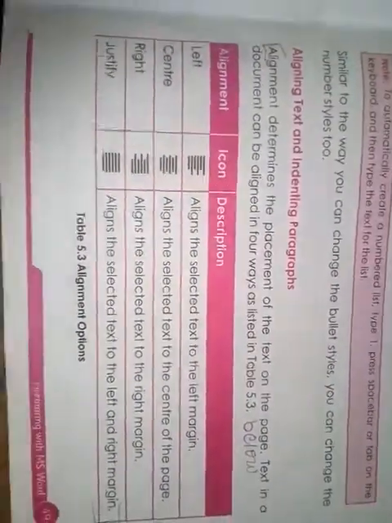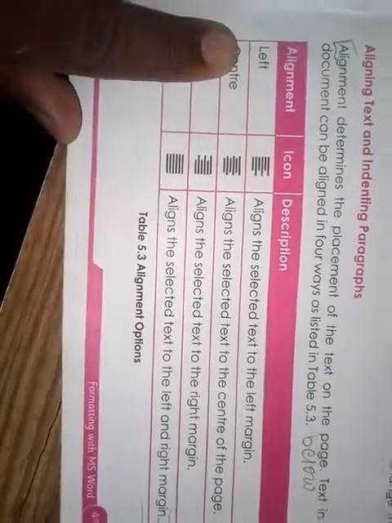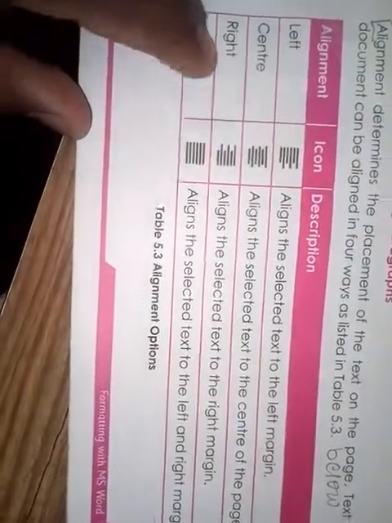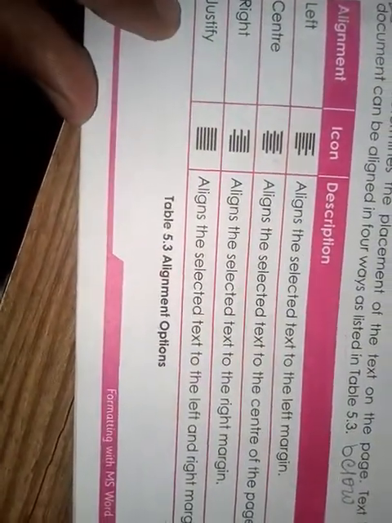Aligning text and indenting paragraphs. How to align the text and indenting. You can see here, left is there, meaning left alignment, then center alignment, right alignment, and justify. You can see here so much text you have written. You can take one file, I will take this file for example.